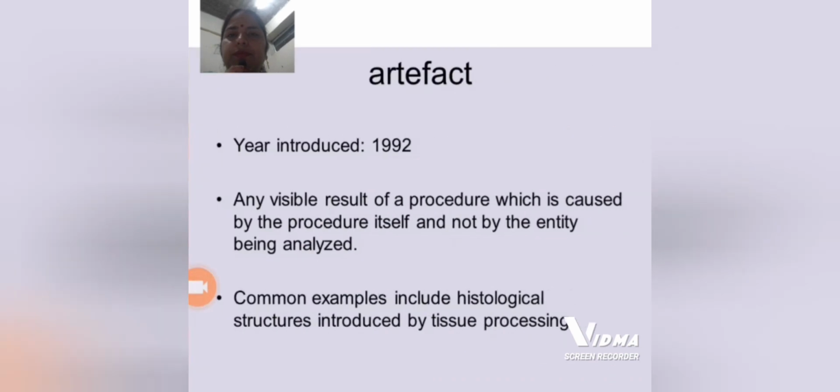Next is artifact, a term introduced in 1992. An artifact is any visible result of a procedure which is caused by the procedure itself and not by the entity being analyzed. Common examples include histological structures introduced by tissue processing.